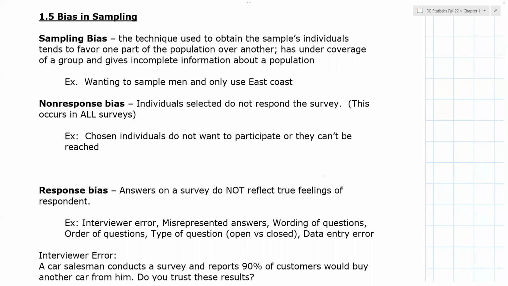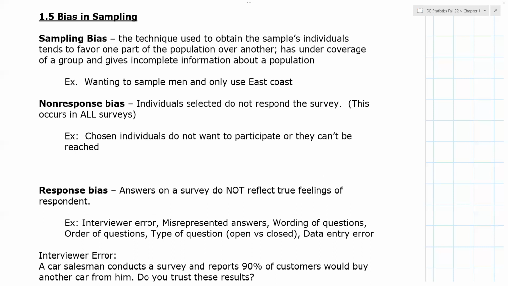1.5, bias in sampling. So in 1.4, we talked about the different ways to get a sample to try and make our sample as accurate as possible. And so now we're going to talk about some issues with sampling. We did good work. We set up a good sample. What are some ways that even if we intended to get a good sample, that could go wrong? So we're going to talk about 3 different types of bias and kind of explain what we can do to counteract those.